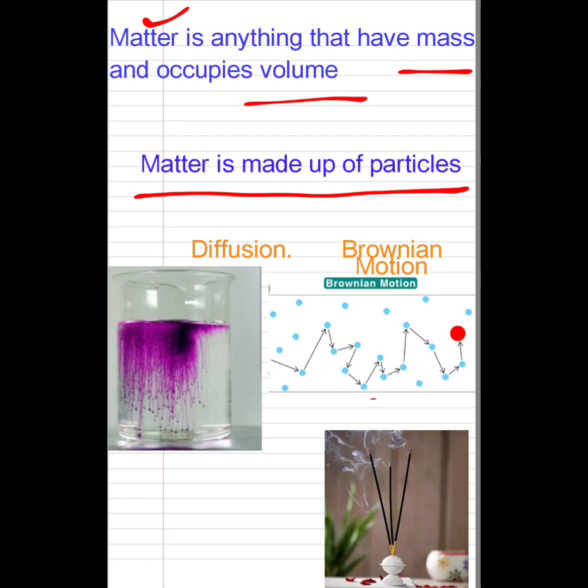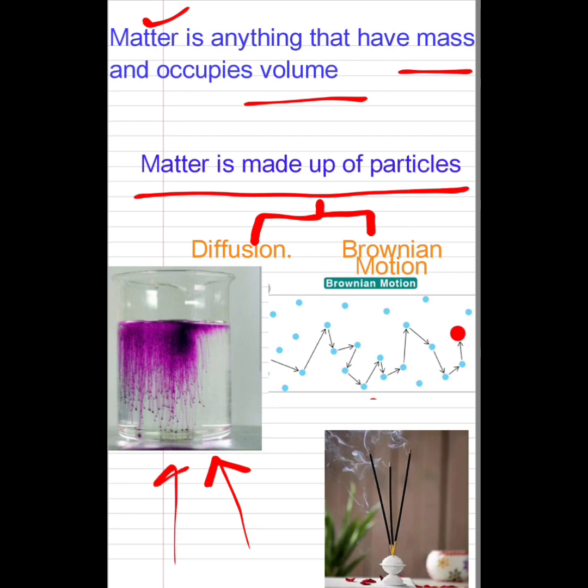How can we detect that? There are two processes that explain that matter is made up of particles. One is diffusion, another is Brownian motion. Now what is this diffusion? As you can see in a beaker, a pink or violet color substance is getting diffused. Diffusion comes from the word diffused. Diffused means one substance getting into another substance.